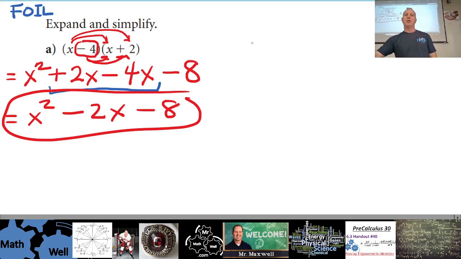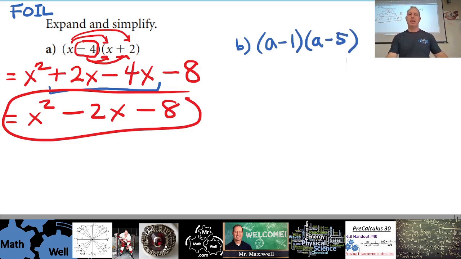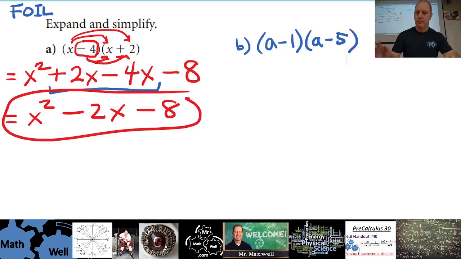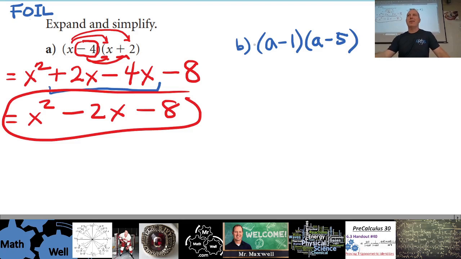Okay, do one on your own, and here is the one I want you to do on your own. Are you ready? Yeah. A minus 1 times a minus 5. Okay, take a minute and do that one on your own. Okay, so this one's a bit tricky because it's got 2 negatives in here, but again, not tricky for you guys, because you know what happens when a positive and a negative get multiplied? That's always a negative, right?